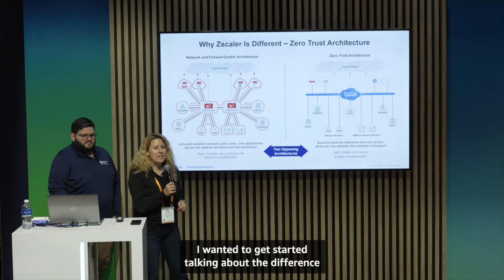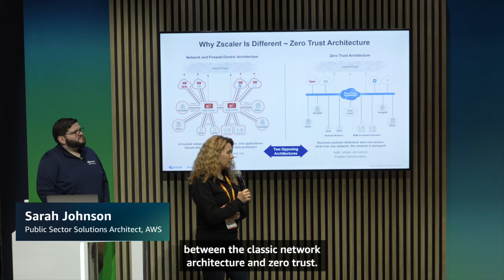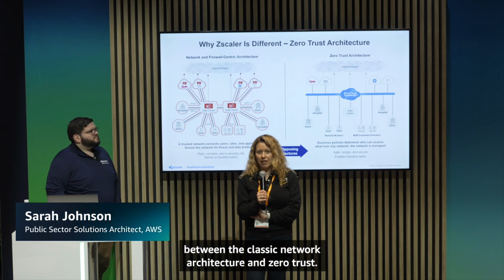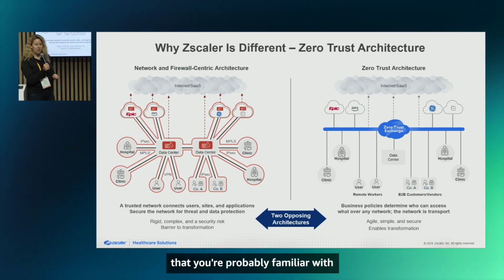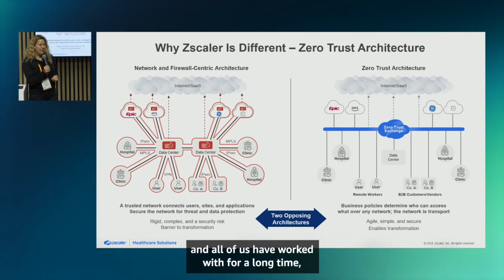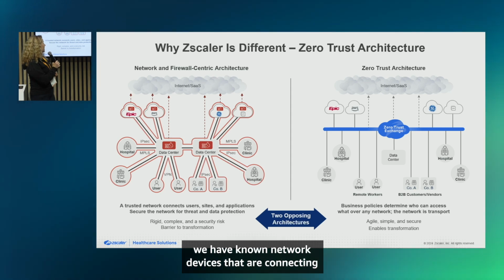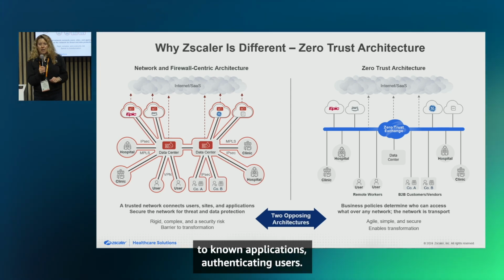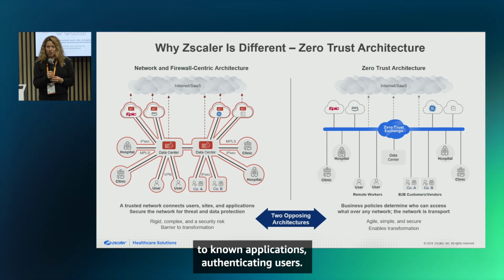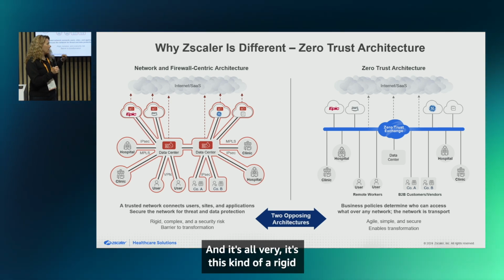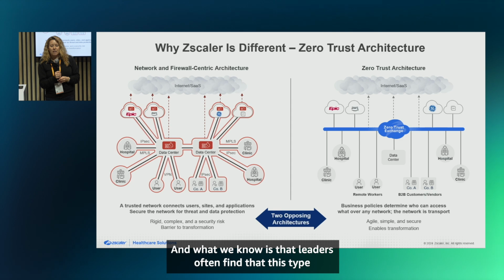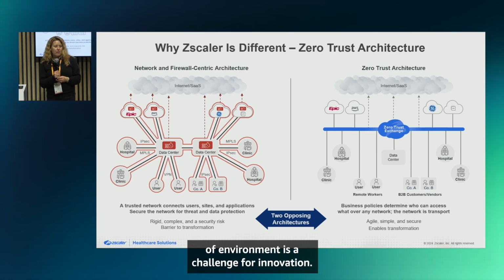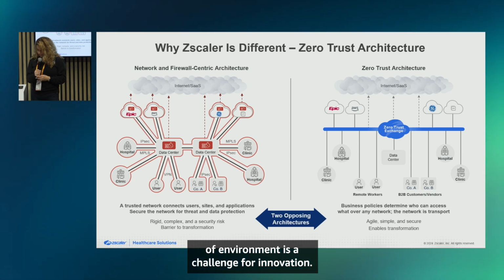Right, great. I wanted to get started talking about the difference between the classic network architecture and zero trust. With the classic network architecture that you're probably familiar with, and all of us have worked with for a long time, we have known network devices connecting to known applications, authenticating users. And it's all very rigid and designed to be a static environment. And what we know is that leaders often find that this type of environment is a challenge for innovation.